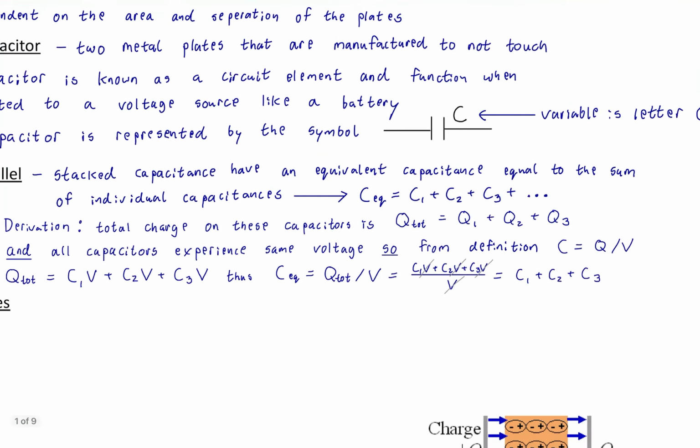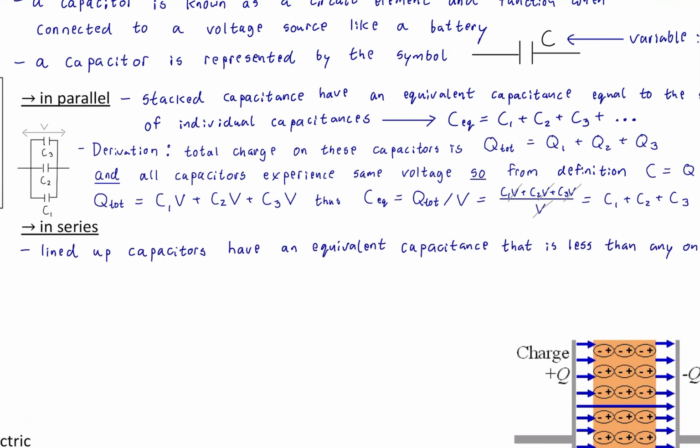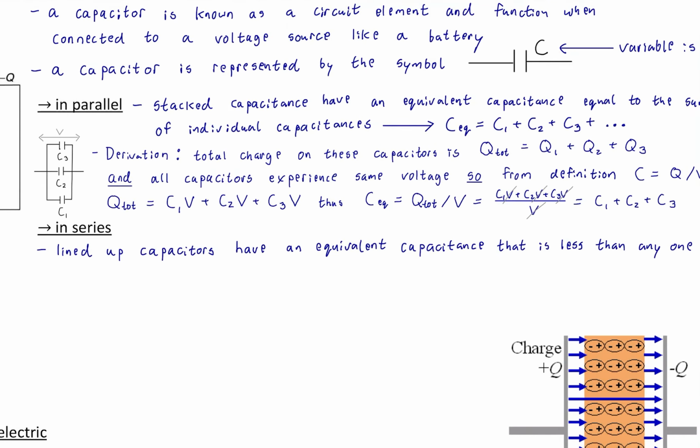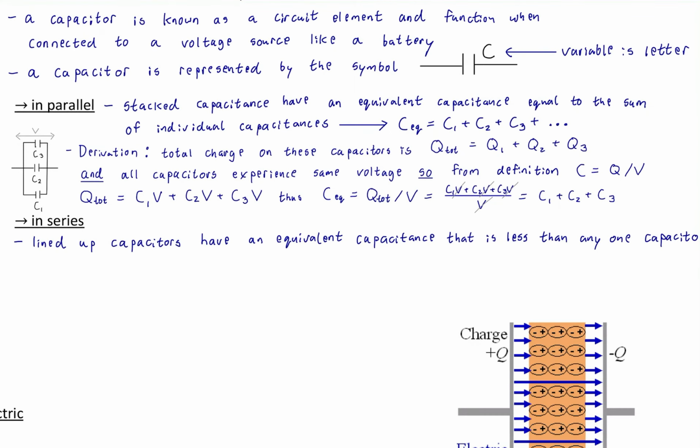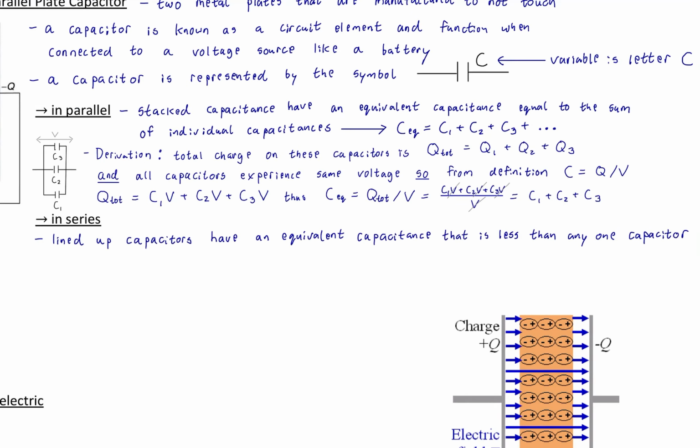But what happens if you put them in series? And what does it even mean to put them in series? Well, let's see. In series means lined up capacitors have an equivalent capacitance that is less than any one capacitor. Notice there I use the correct word, capacitor, as I should have and will correct up here. Now it turns out it has a particular mathematical relationship of how much less it is, but I think that's a good way to start.